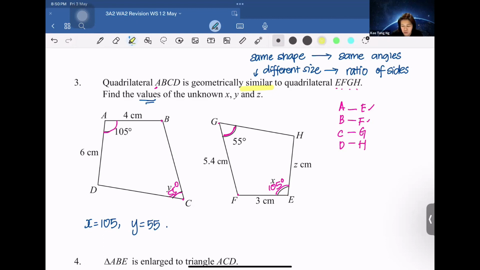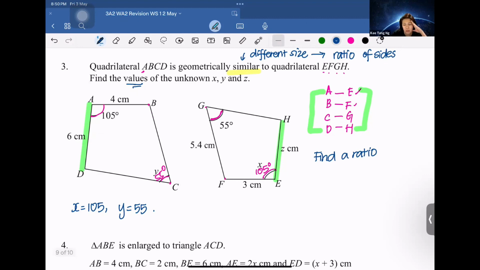Z is a measurement, a pair of measurements. Z is HE. HE matches with the side AD, right? So it matches with the side AD, but I need a pair of ratio. Find a ratio, right? So let us take a look at what pairs of measurements we have. My only other remaining pair is 4 and 3. Let's see whether they match or not. So if I have FE over here, FE will match with AB.